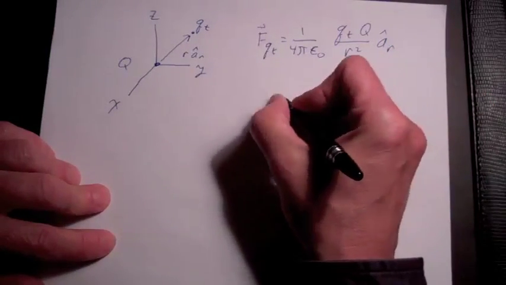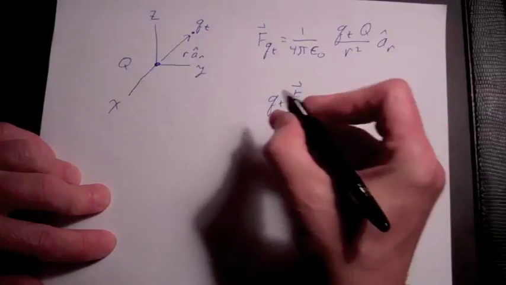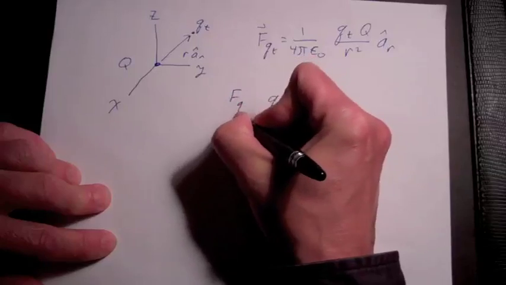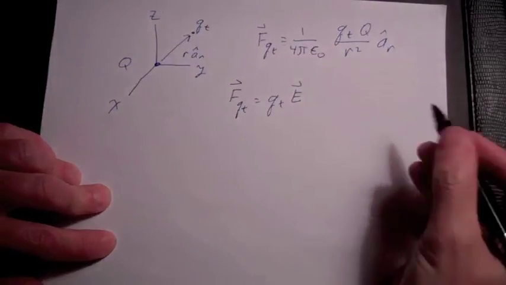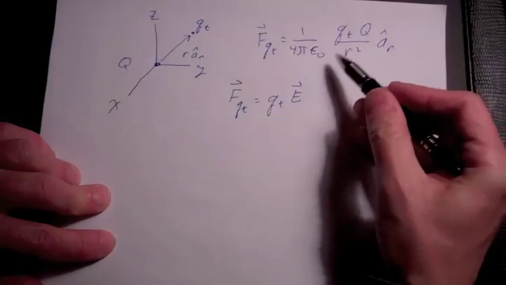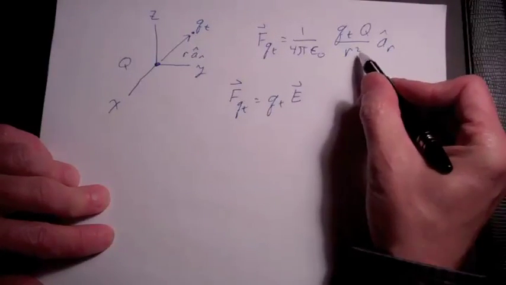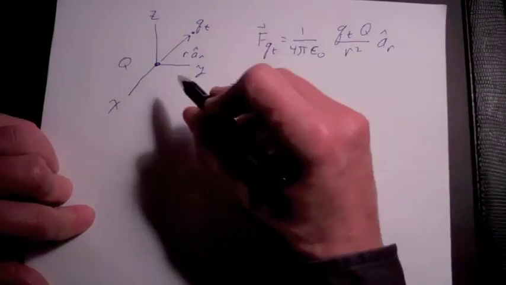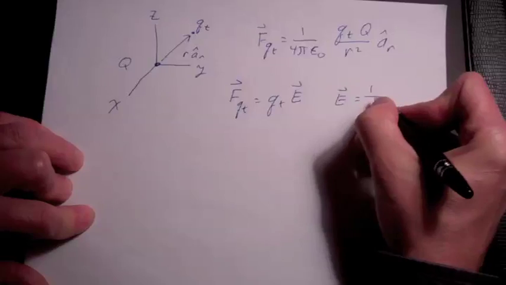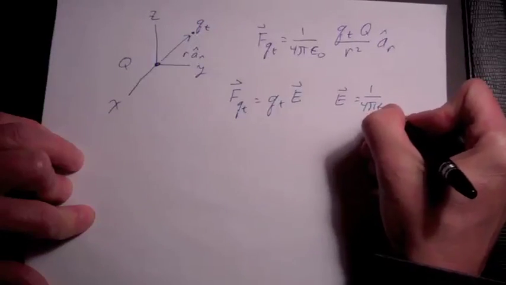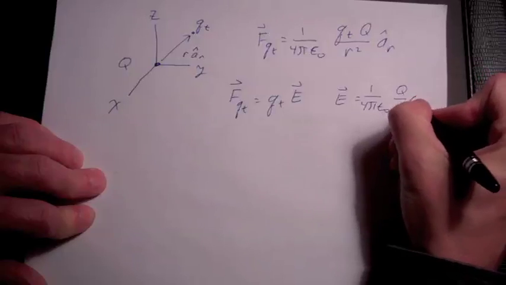If we put some charge, Q sub t, at some location in an electric field, the force on that charge Q sub t is Q sub t times the electric field. And we can see that then directly from Coulomb's law we can obtain the electric field due to a point charge at the origin as 1 over 4 pi epsilon sub 0 times Q over R squared in the A sub R direction.